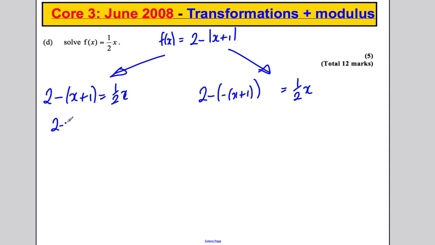So that would be 2 subtract x subtract 1 is a half x. 1 subtract x is a half x. Add x to both sides. 1 is equal to 3 over 2 x. Divide both sides by 3 over 2. x must be 2/3. And that's our x value there.